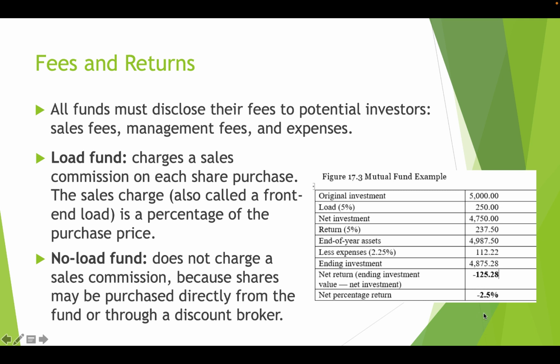or a net percentage return of 2.5%. Another way to look at that is if we take a look at our return and our expenses and subtract those two, that is our net return right here. And then what we'll do is we'll take the net return and divide it by our ending investment. So let's say that's our X. We'll take our C divided by X, and that gives us a net percentage return of 2.5%.